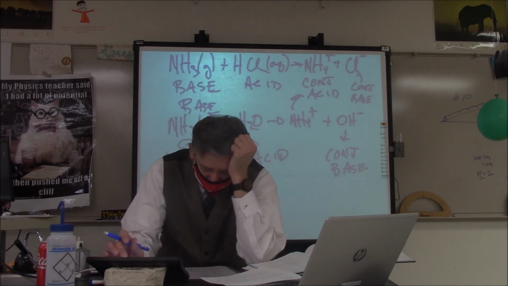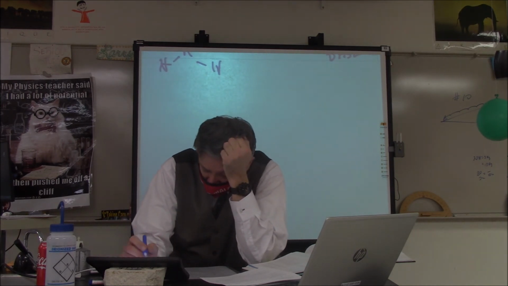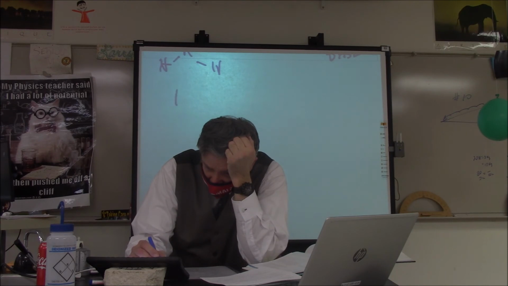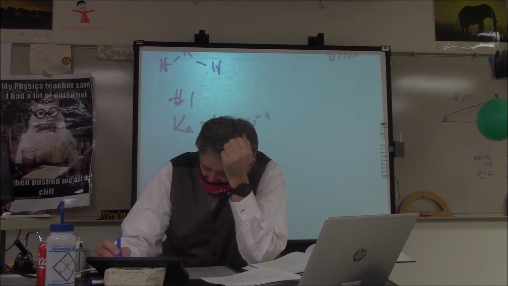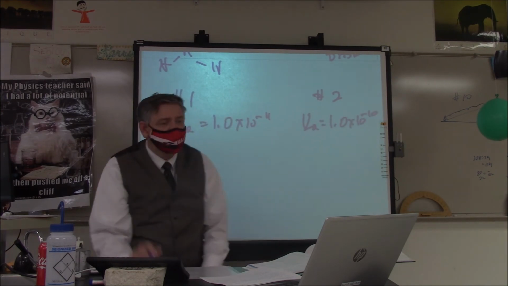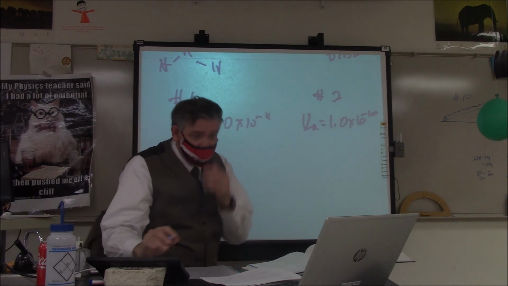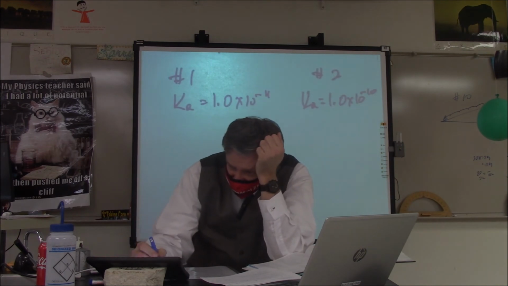Okay, if you were to look at two acids: acid number 1 has a Ka value of 1.0 times 10 to the negative 4th. Acid number 2 has a Ka value of 1.0 times 10 to the negative 10th, okay? They're both weak acids, and their ionization can be written like this: HA.